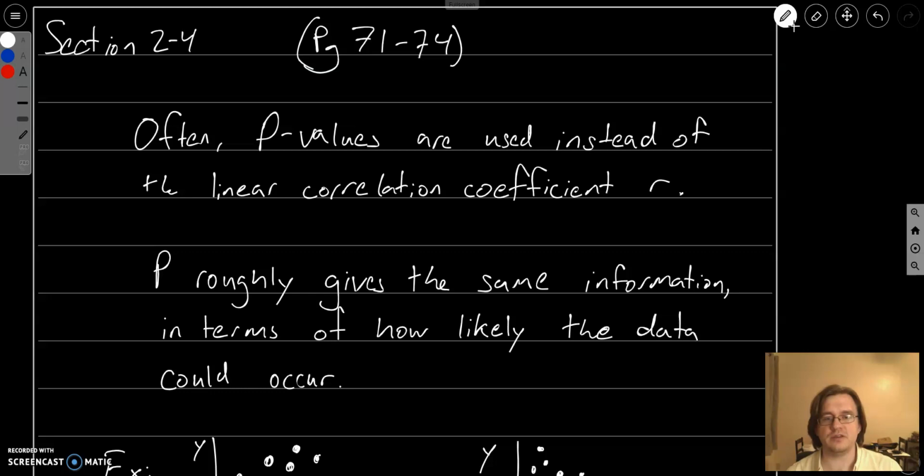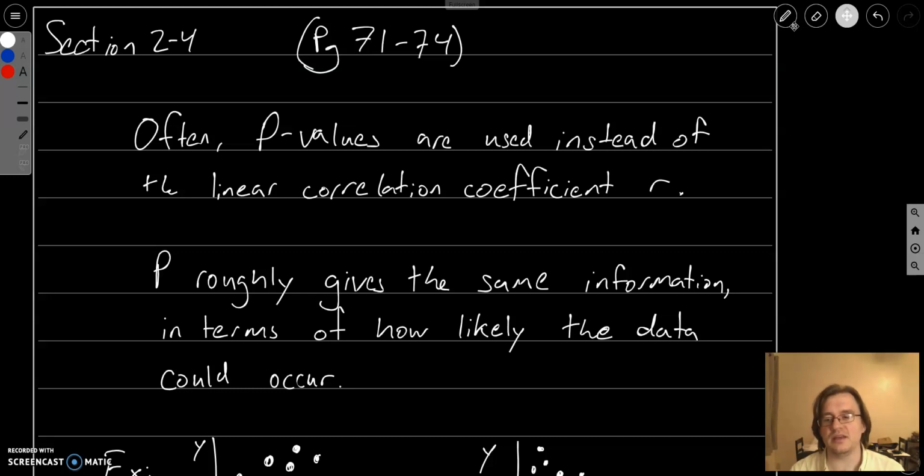So p-values are often going to be used instead of the value r, which was the linear correlation coefficient. R is what explicitly tells us whether or not the data is linearly correlated. P is going to be deduced from R. You'll be able to calculate P using R, but we're not going to talk about how to calculate P right now, just how to interpret a value if you were given one. Essentially P gives the same information as R.